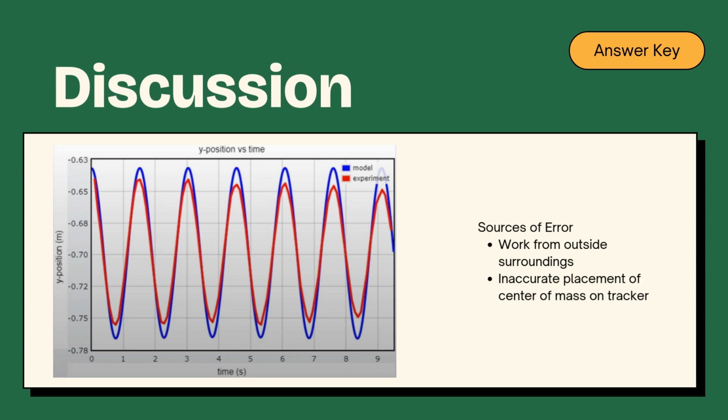So some of the sources of error could include work done from outside surroundings, because we did have the assumption that this was an isolated model, but because this was in real life, there could have been work done from outside surroundings. And another source of error that could have happened was inaccurate placement of the center of mass of the object on Tracker, that might have made the motion plotted a little inaccurately.